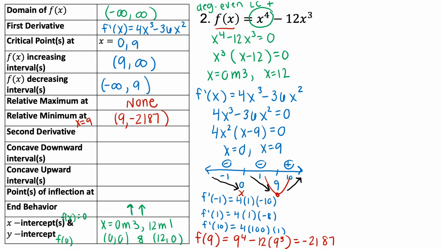So now we've analyzed everything we can with our original function f of x and with our derivative f prime of x. So now we want to switch over and look at our second derivative, f double prime of x. Remember, we take our derivative of our first derivative using our power rule. Bringing our 3 down, we get 12x squared minus 36 times 2 is 72x.